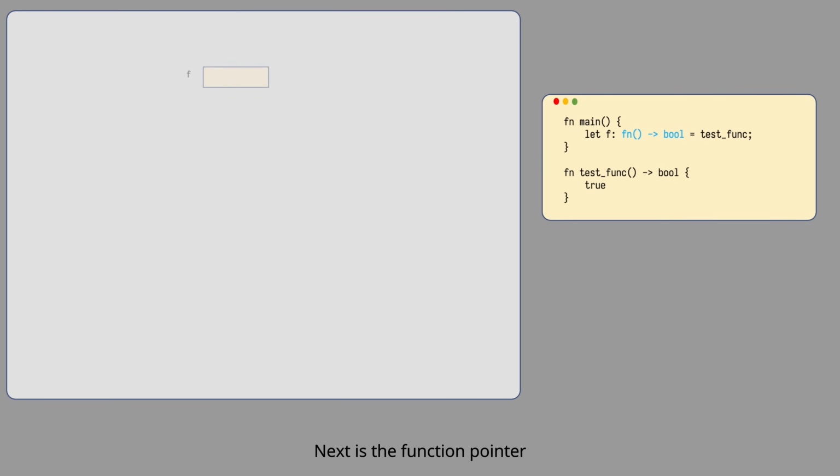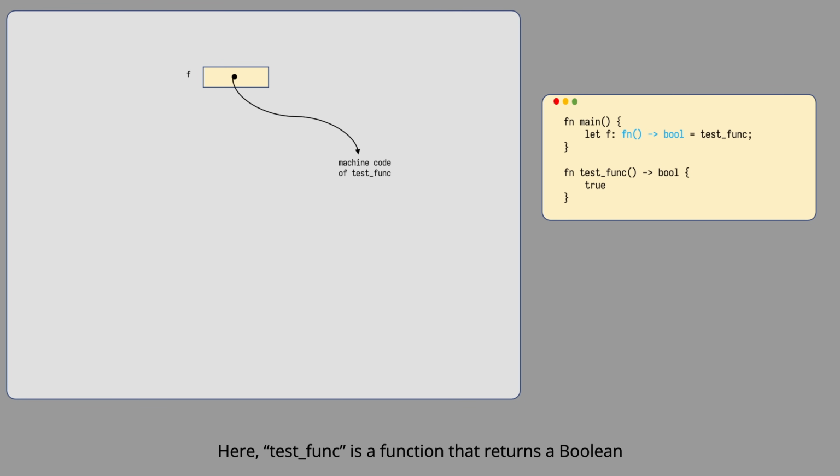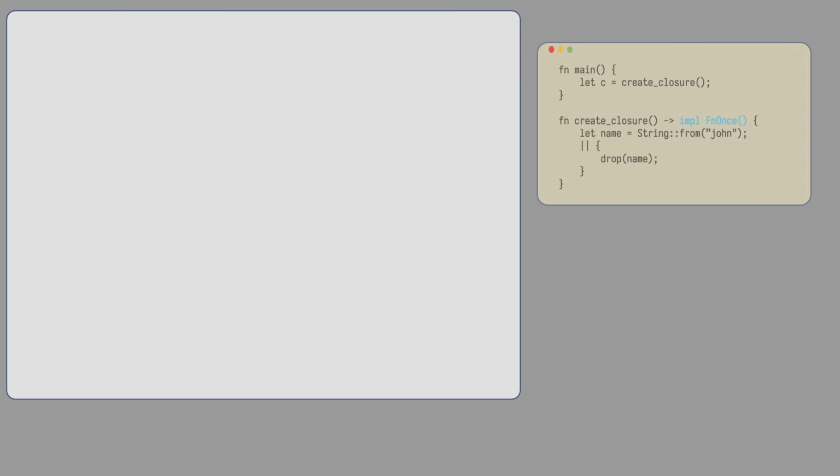Next is the function pointer. A function pointer just takes one machine word to store the address of the actual machine code for the function. Here, test_func is a function that returns a boolean. We are storing it in a variable in the main function. Finally, let's look at closures.